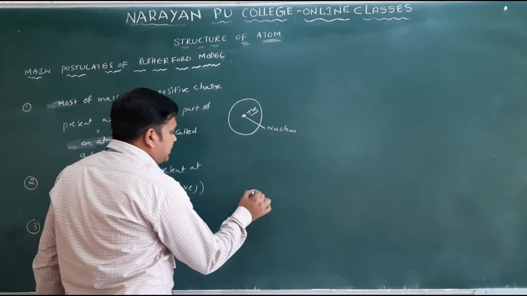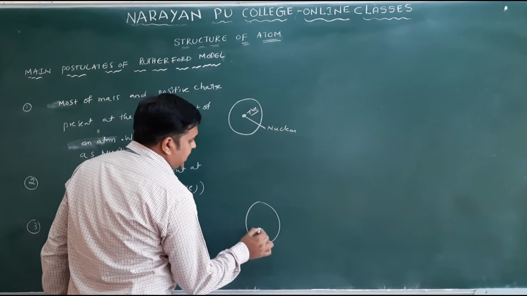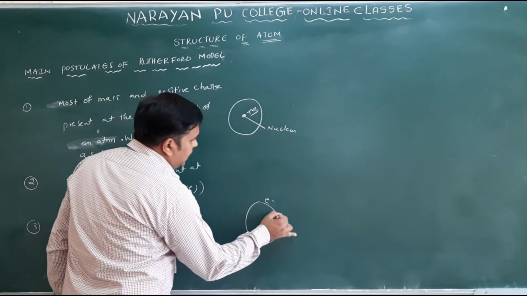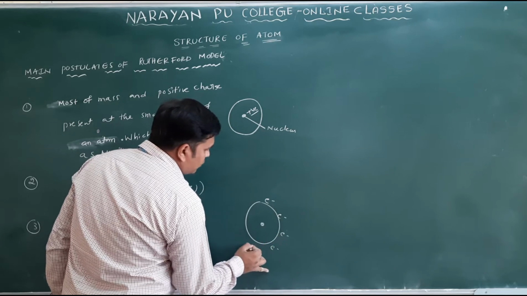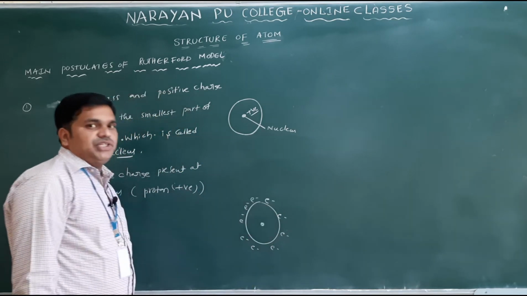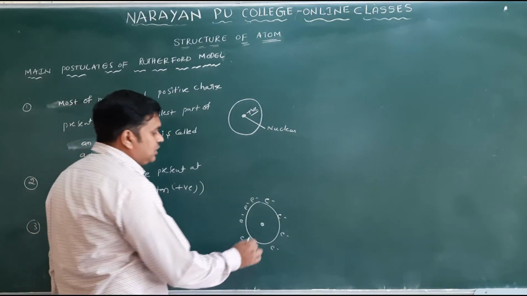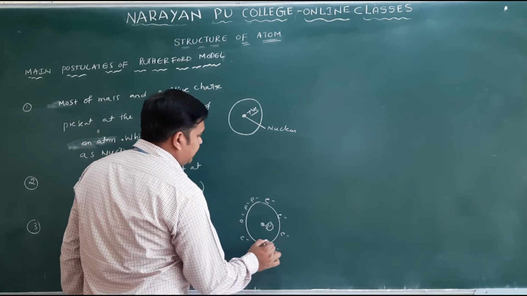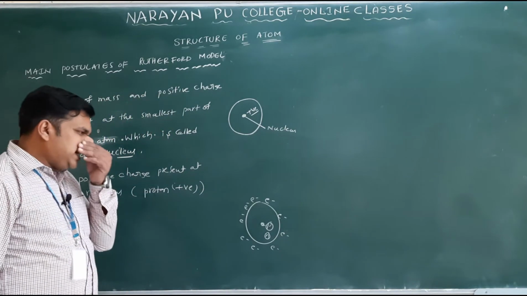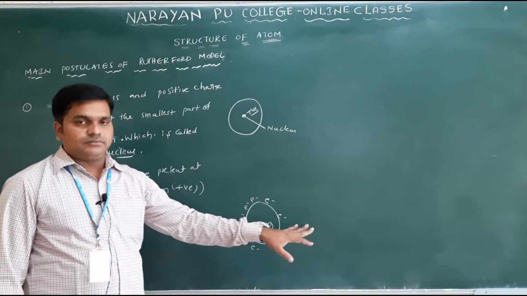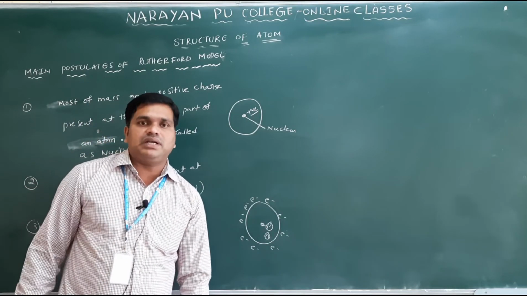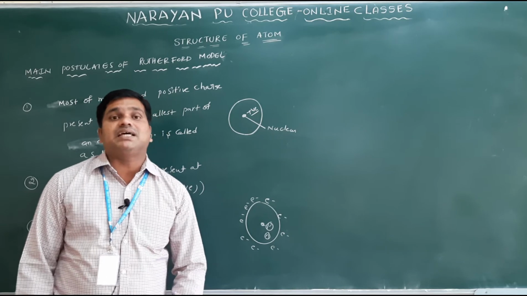Now we can see this atom is spherical in shape. Positive charge is there, and electrons are always present outside the nucleus. Inside the nucleus we have protons, along with some neutrons. Electrons revolve around the nucleus in circular paths, which are called orbits.